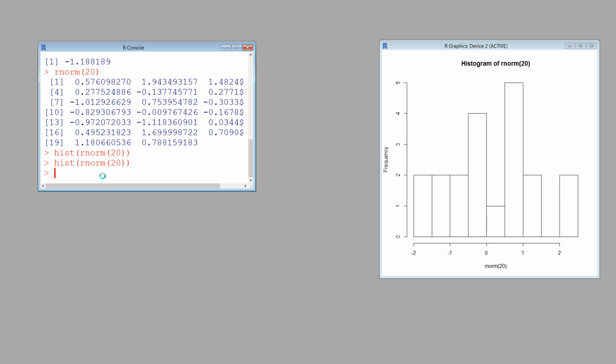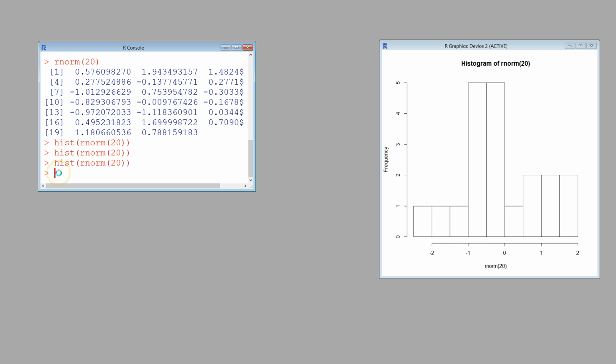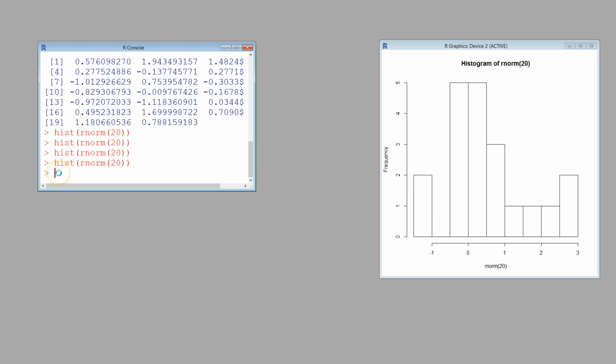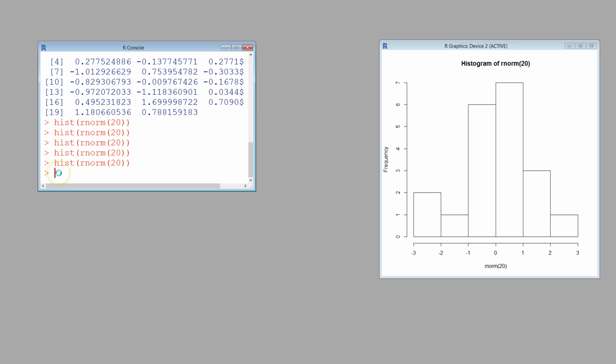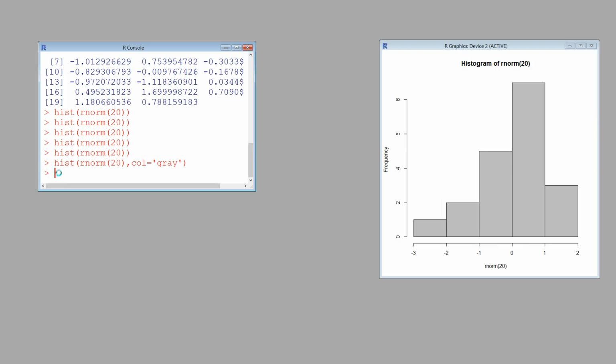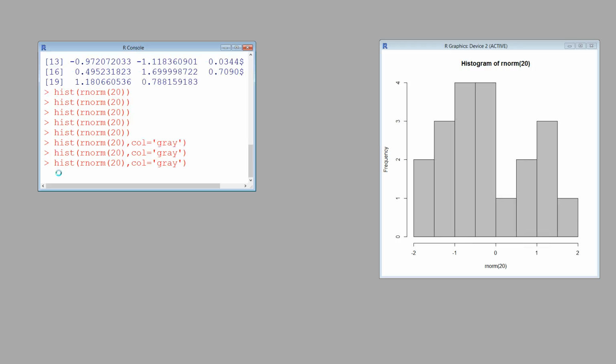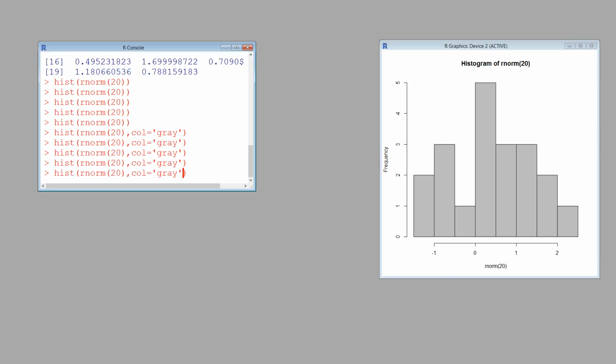We get a new fresh sample of 20, and we can see it's looking lumpy and bumpy. It goes up and down and up and down and up and down. And we can do the process again and again and again. I can actually make it look a little bit nicer by going colour equals, let's say, grey. And there we can see what's going on a bit better. There it is. You see sort of a vague bell-shaped curve, but it looks pretty lumpy and bumpy and messy.